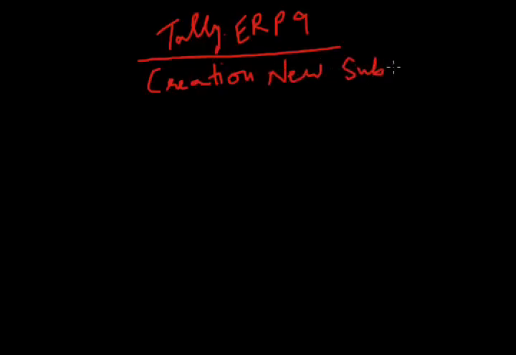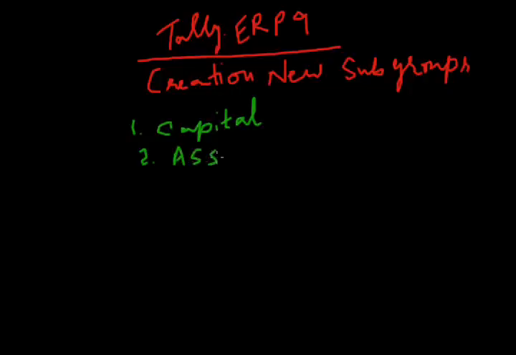What is this? Actually, Tally provides us 34 groups and subgroups which is normally used in any company. And the main groups are on the basis of the accounting equation. One is capital, second is assets, third is liabilities.